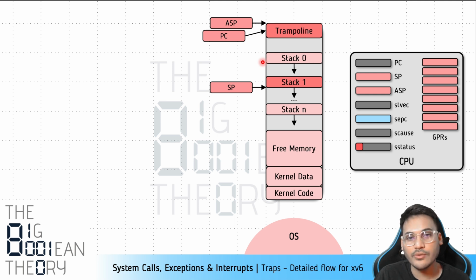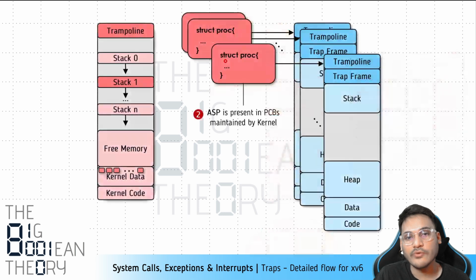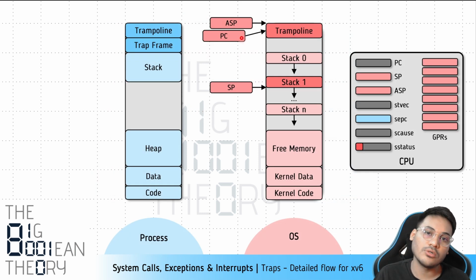So how are we going to do it? First of all, we will change the address space pointer, right? If you remember, the address space pointer is present in the process control block. For every user process, the information about its address space is present in the process control block, and the process control block is already in the kernel data. So the kernel has access to it and already has the address space pointer. Now we'll change this from the kernel address space to that of the user address space.